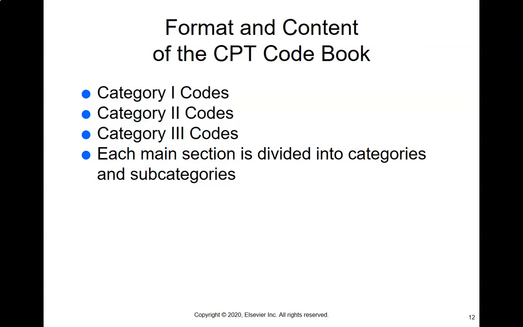Category 3 codes are a temporary set of tracking codes used to code emerging technologies that do not yet have any procedure code assignment in Category 1. Each main section is divided into categories and subcategories.